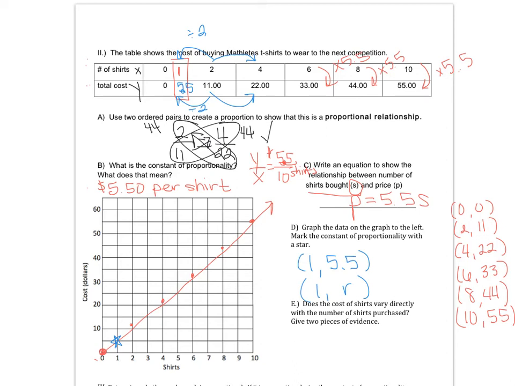It's asking in E, does the cost of the shirts vary directly with the number of shirts purchased? Yes. We have a straight line through the origin. You could also say that every shirt costs $5.50, and all those ratios would simplify. You're not charged any sort of screen printing fee or design fee. It's just straight up the cost per shirt. Because there are no hidden fees and it's always the same amount per shirt, this is a proportional relationship.